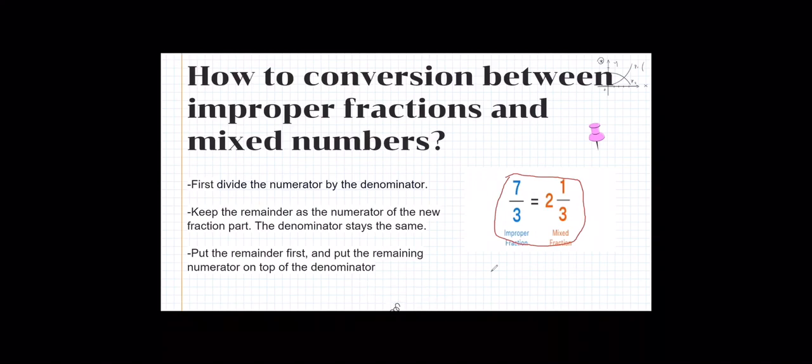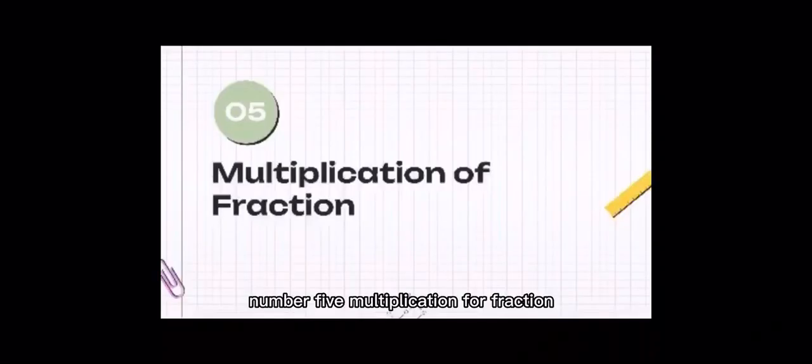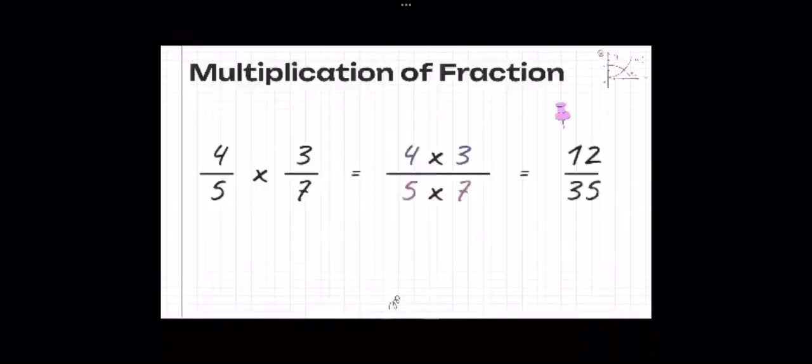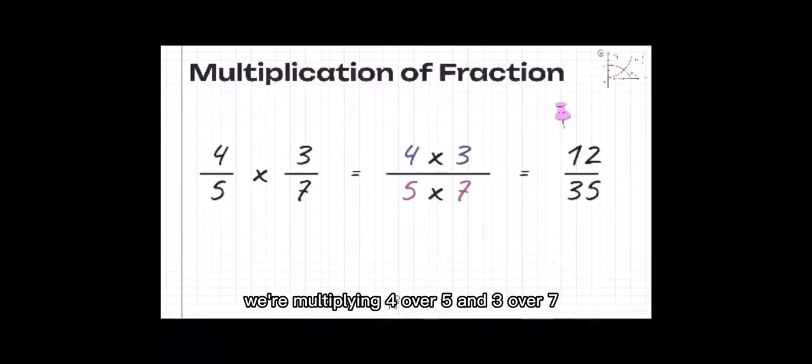Number 5. Multiplication of fractions. To find the multiplication of fractions, take this as an example. When multiplying 4 over 5 and 3 over 7, we must multiply the two numerators, 4 and 3, and the denominators, 5 and 7. The answer should be in simplest form.